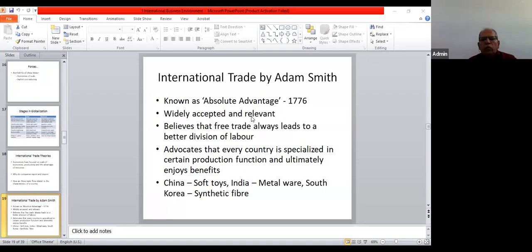So the theory of absolute advantage, developed by Adam Smith way back in 1776, was applied even in 2022 by this company, Serum Institute of India. So it is widely accepted and relevant even today. Are you getting my point? How is it relevant with this example?